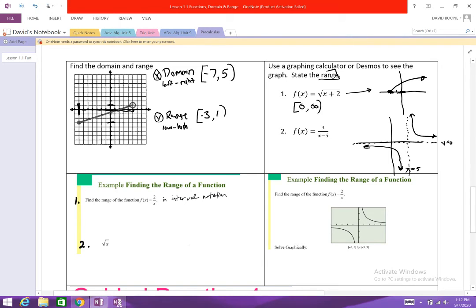Except now with range, again, we're dealing with reading from low to high. So we're looking at how low does this graph go. It goes all the way down to negative infinity. So again, infinities never have brackets. They always have the parentheses.